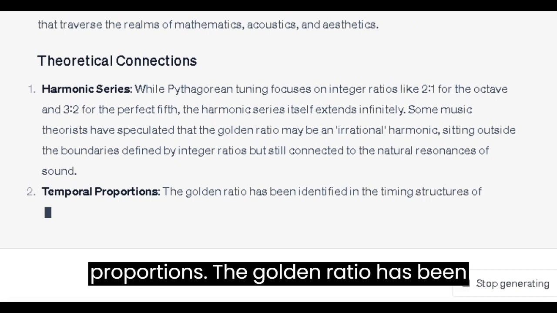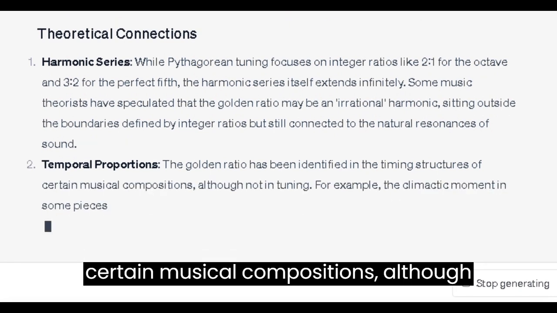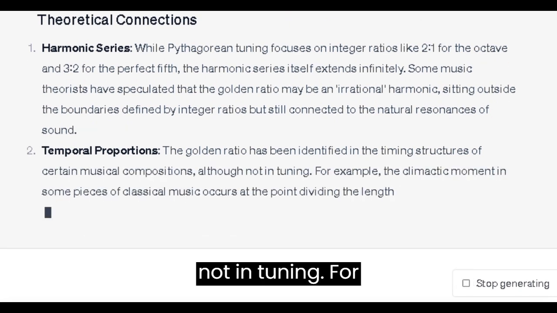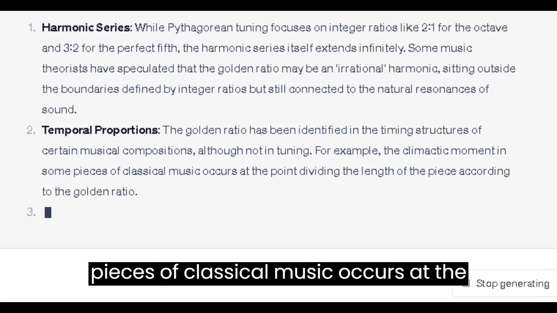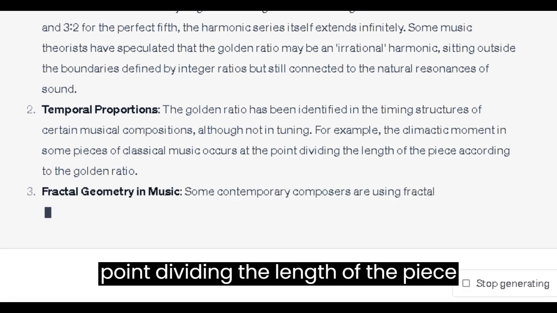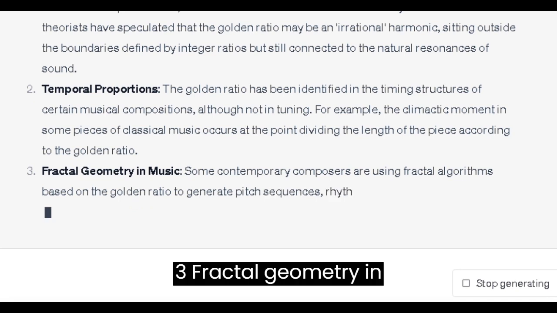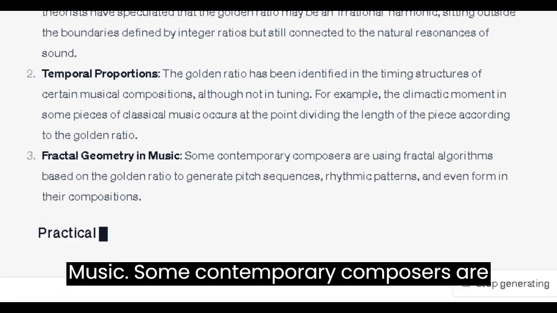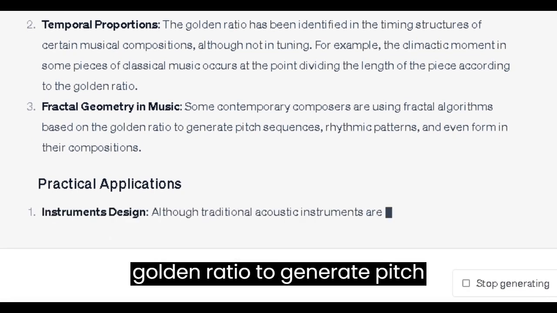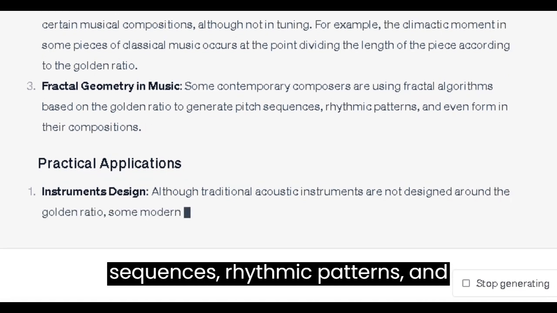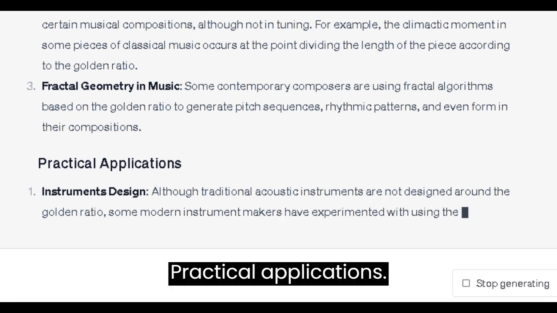2. Temporal proportions. The golden ratio has been identified in the timing structures of certain musical compositions, although not in tuning. For example, the climactic moment in some pieces of classical music occurs at the point dividing the length of the piece according to the golden ratio. 3. Fractal geometry in music. Some contemporary composers are using fractal algorithms based on the golden ratio to generate pitch sequences, rhythmic patterns, and even form in their compositions.